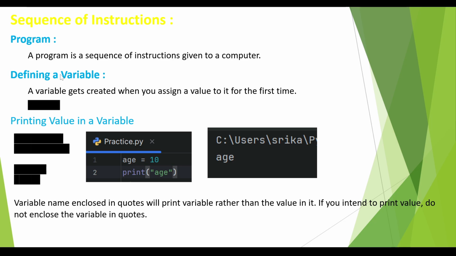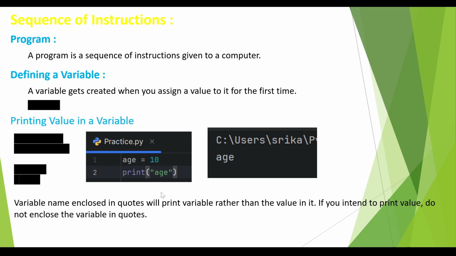Next, defining a variable. We already discussed in the previous class what variables are, what values are, what data types are and how many data types there are. In this video, the variable gets created when you assign a value to it for the first time. Whatever value we first assign to the variable is the first value, and later it can change.